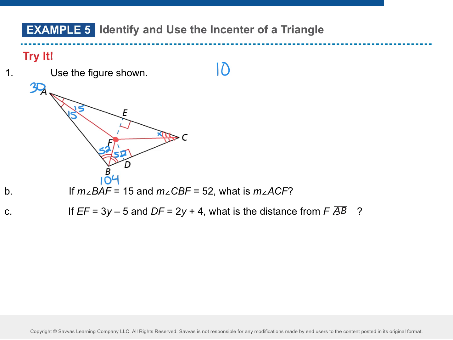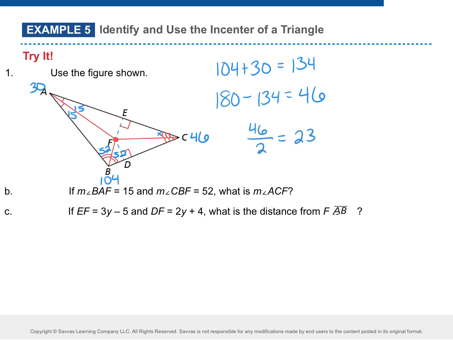Good. So we take 104 plus 30 is 134. Take 180 minus 134 is 46. Okay, 46 is the whole angle of C. So how do I find X? Right, take 46 divided by 2 is 23. So 23 is my X. See how we kind of just used a bunch of things we knew about triangles? Yep. All right, what about that last one there?